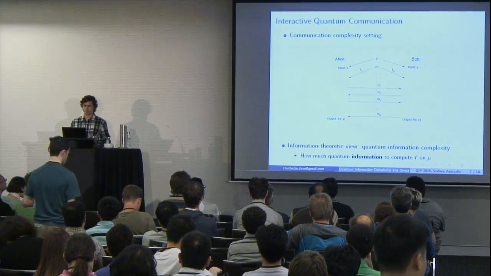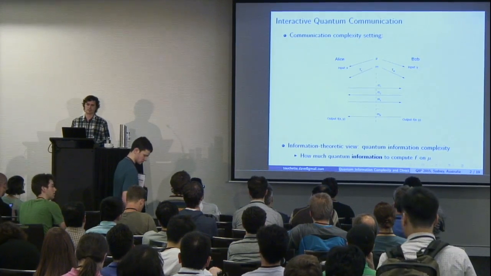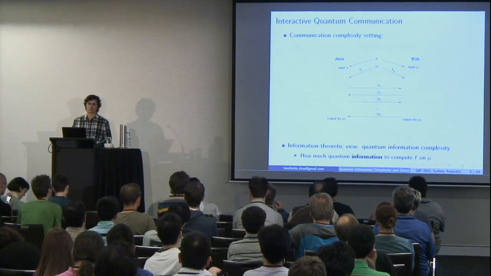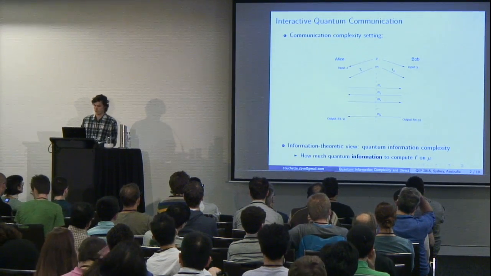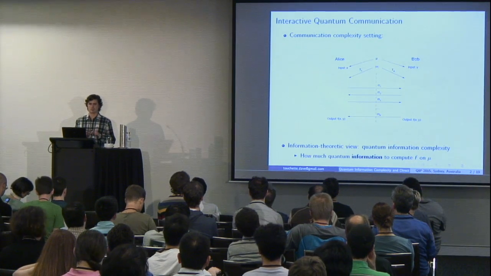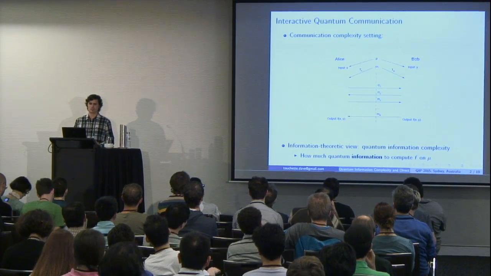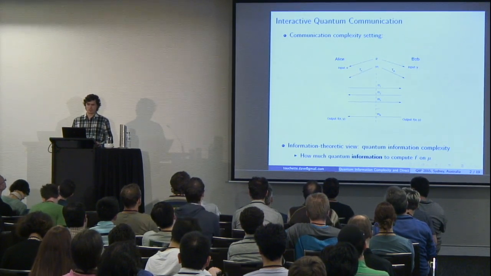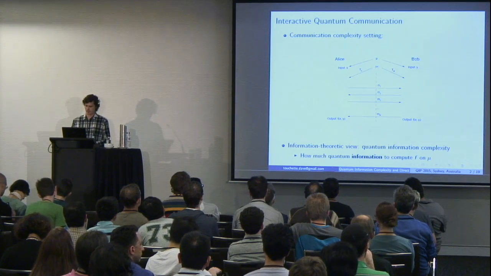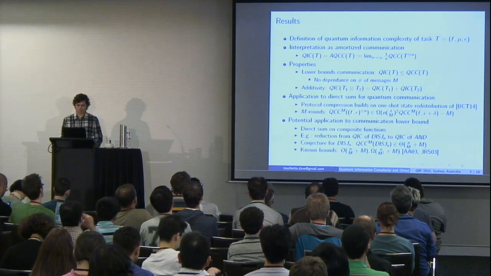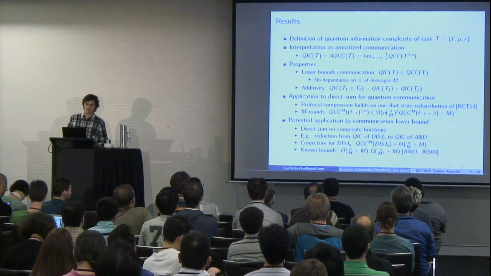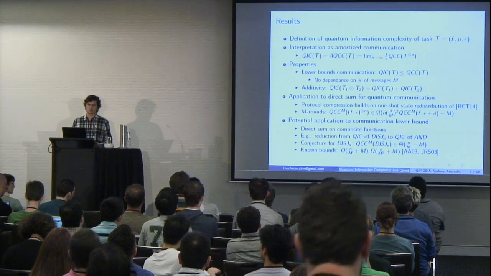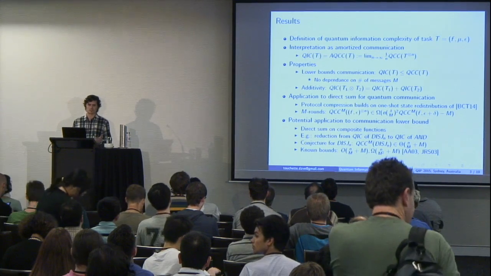We will take an information theoretic view on these quantum protocols, and this will lead to the notion of quantum information complexity, which mostly answers the question: how much quantum information must Alice and Bob exchange in order to compute f on some input distribution mu? This is the main question that we will ask and answer in this talk. The results we obtain are the following. First, we introduce a new, fully quantum definition for the quantum information complexity of a quantum task.